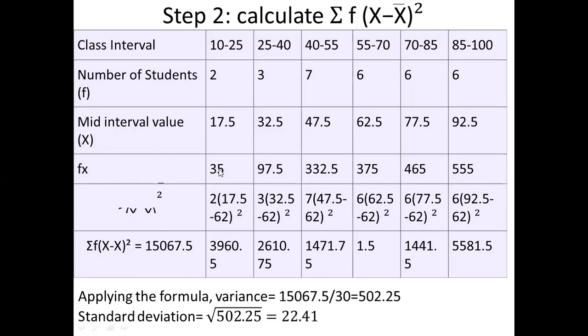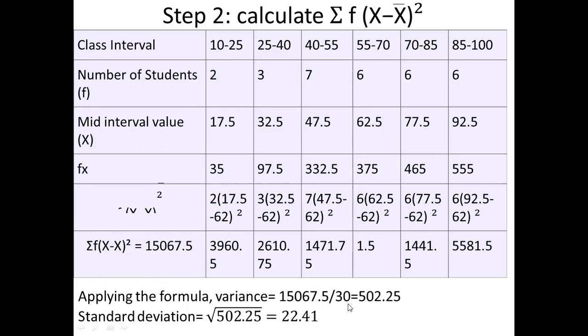So in each of these scores, our frequency for the first row is 2. We are taking the mid interval value as the score. So 17.5 minus what was the mean? 62, and square. This we repeat for each of the mid values of the class intervals. And finally, these are the values you are getting, which we are terming as summation f(x minus x bar), or mean, whole square. The summated value is 15,067.5.